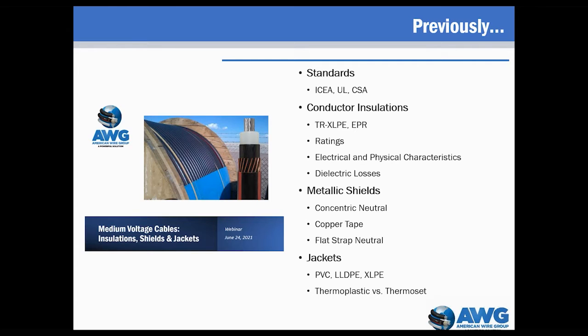During our last medium voltage cables presentation, we discussed the various standards used in the market today. The physical and electrical characteristics for EPR and TRXLPE were compared, demonstrating that the EPR insulation is more flexible, while the TRXLPE insulation has lower electrical losses. Most other insulation ratings are comparable. The more common metallic shields available today were described and compared.